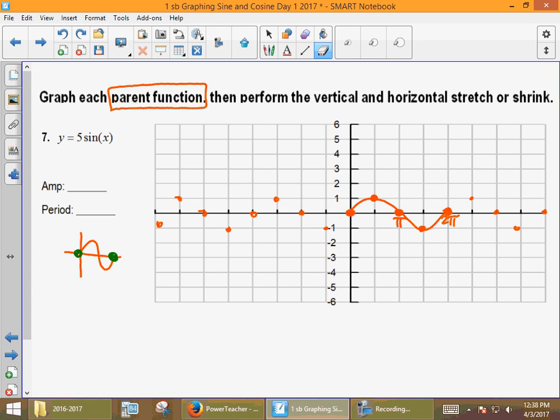Oops, I messed up this one. This one's here. I'll use a different color. Deja vu, right? So, try to figure out the amplitude and the period for the 5 sine x.